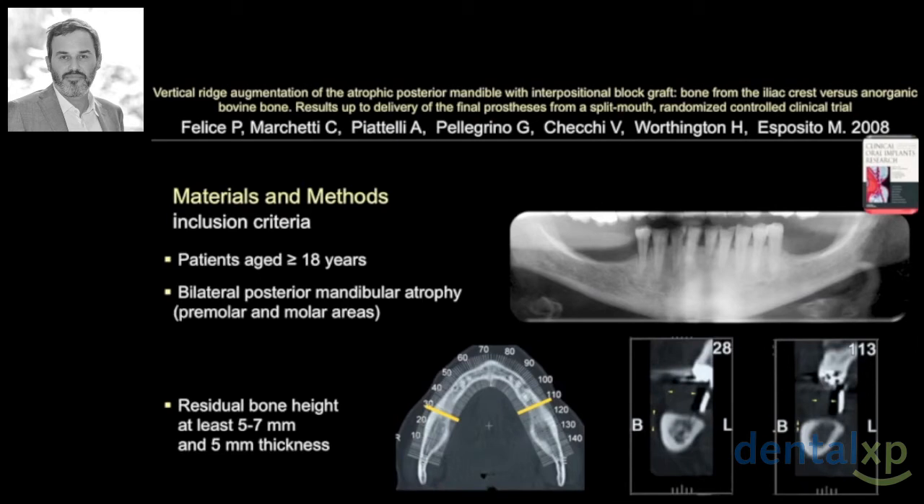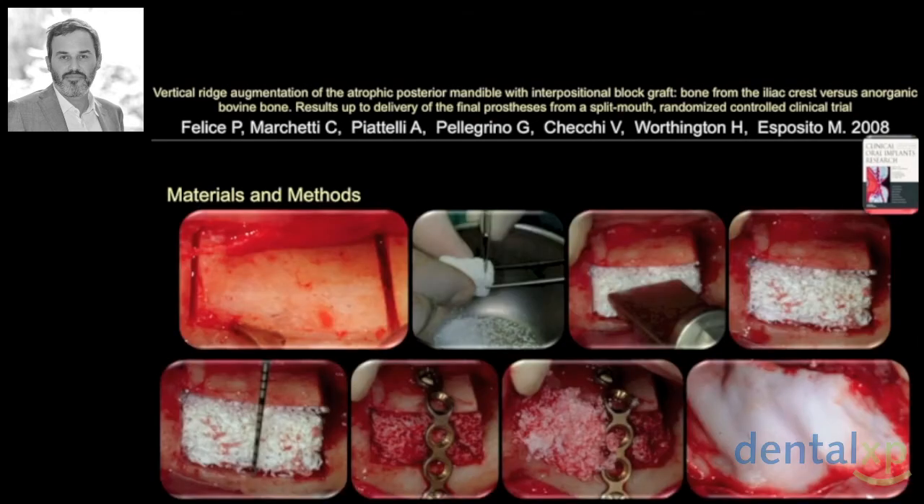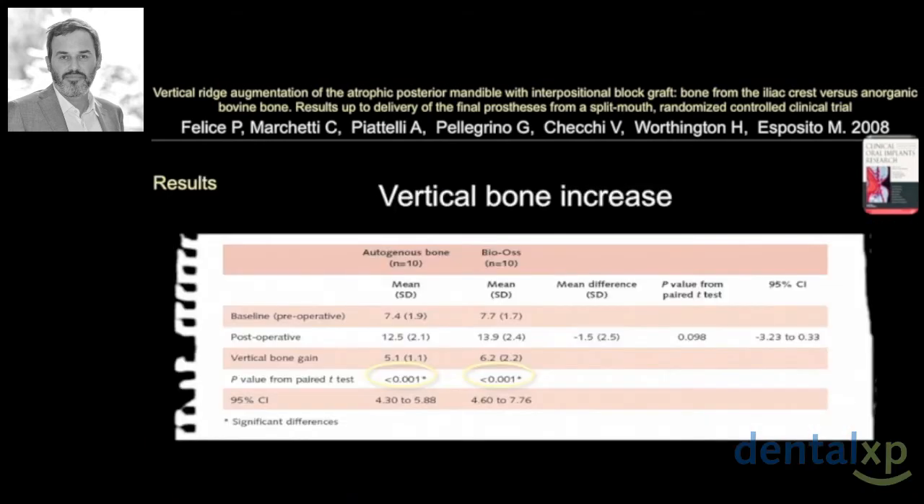These are the inclusion criteria, and note how the surgical technique is the same, but here we use a block of anorganic bovine bone, like this, covered with a resorbable collagen membrane. The table shows the first important clinical finding. The vertical increase with the biomaterial is similar to that obtained with iliac crest.